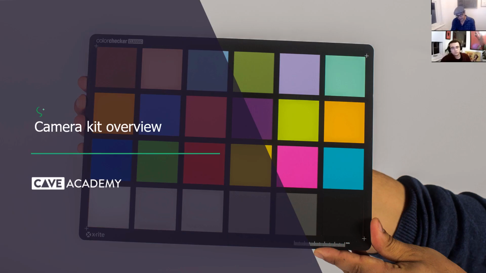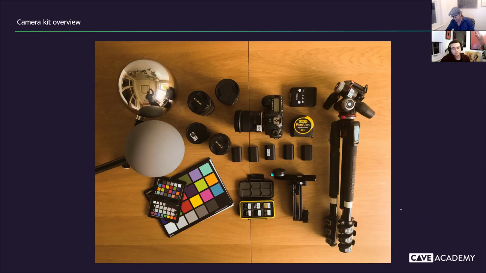I wouldn't say this is the camera kit to have, but this is what I take on set. There's a few bits in here that maybe I don't always take, and a few things that I rarely use but have just in case I need them. The standard thing I take is a Canon 5DS. You can use a Nikon, you can use a Sony, whatever's going to work. The reason I use this one is it allows you to take 7 brackets with one click, so that allows me to take the HDRIs essentially.